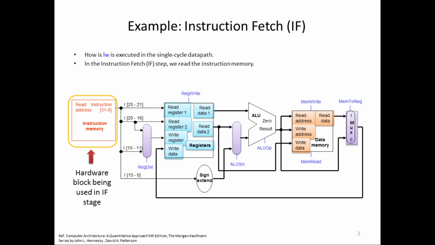So this is the MIPS data path that you have on your screen, and as I had spoken to you earlier, the major blocks start with the instruction memory, which gets its address from the program counter. Now, how is LW executed in a single cycle data path? If you assume the instruction fetch, the first block marked in red is responsible for the instruction fetch process. So this is the hardware block being used in the IF stage, where we read the instruction memory of the MIPS data path.